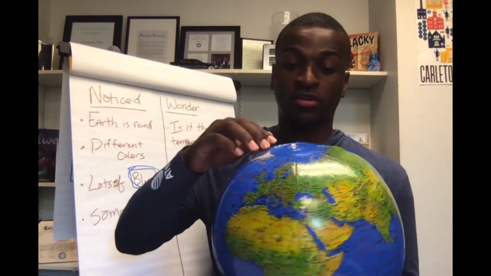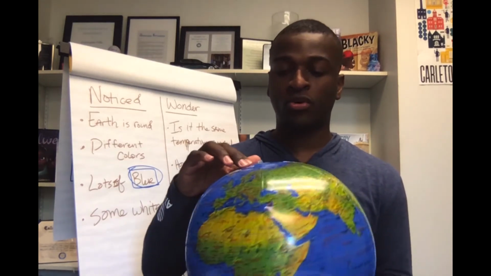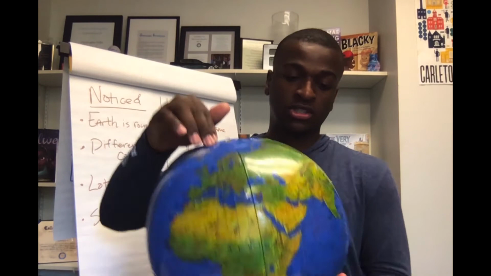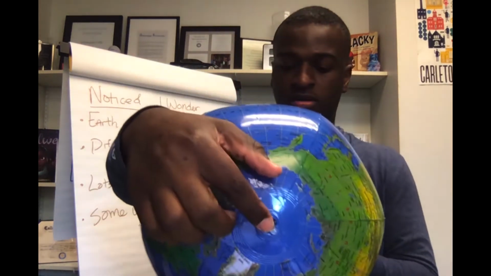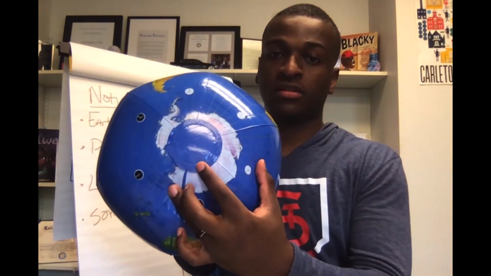And if you ever noticed and wondered where the North and South Pole are, I can show you. So the Earth, north is up when the globe is here, and south is down when the globe is here, which means that the North Pole is up here, and the South Pole is down here. And you'll notice that there's white around the South Pole, and that's in Antarctica. And the white represents ice or snow.